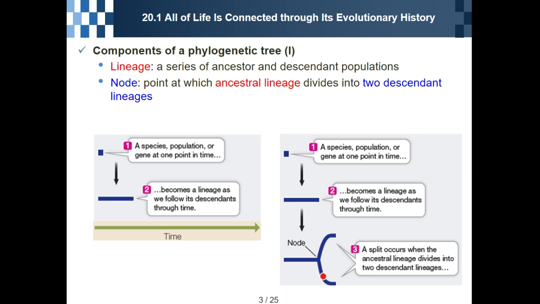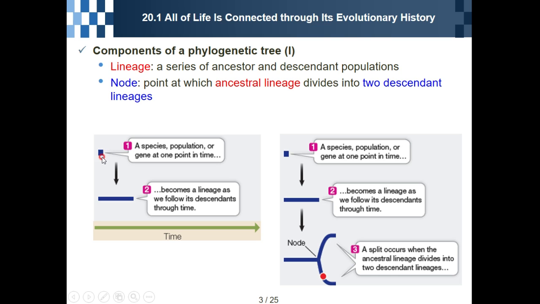So lineage is a series of ancestor and descendant populations. So this dot is the species, population, or gene at one point in time. But it becomes a lineage as we follow its descendants through time. This is time going through time.